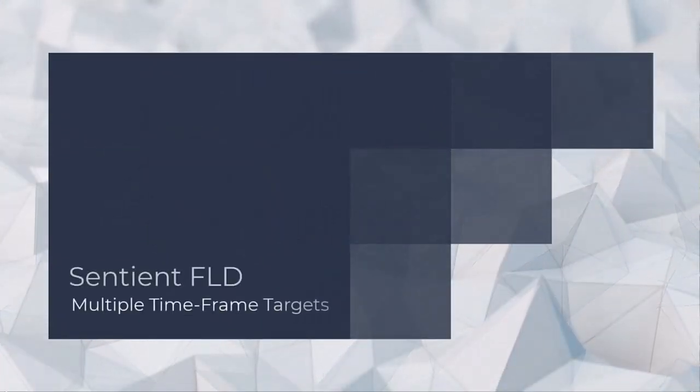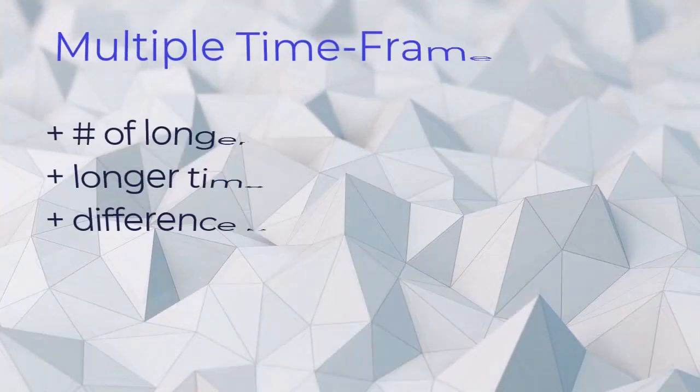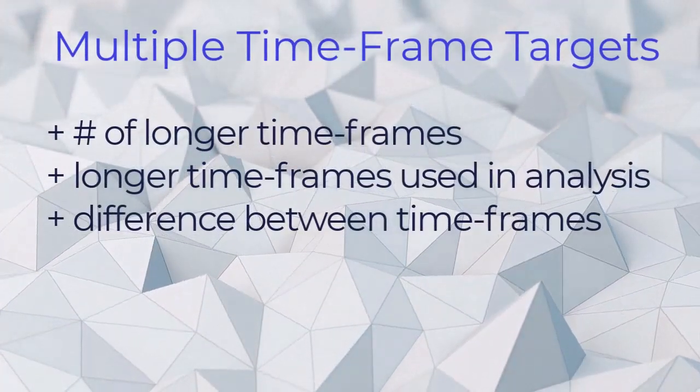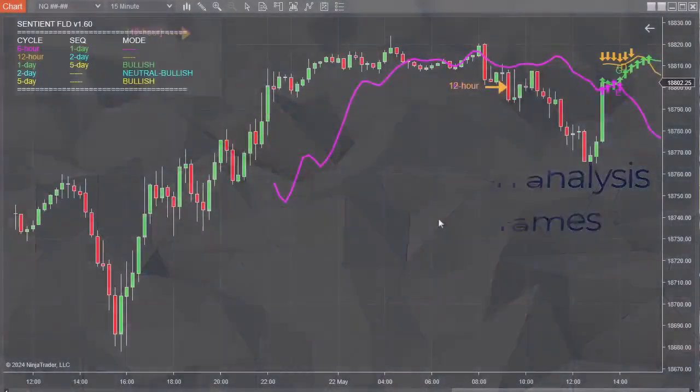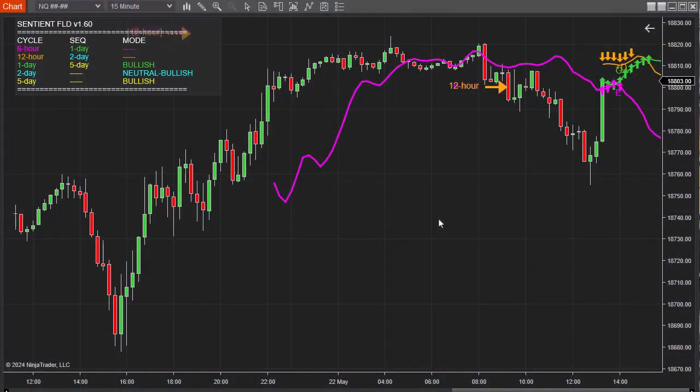In our previous video, we discussed the targets that are generated for the 3 FLDs that are displayed on each and every chart that the sentient FLD is applied to, and I introduced the idea that the targets from different time frame charts might differ ever so slightly from the position of the targets that we're seeing on our charts because of the different resolution of the data. And so there is a very useful thing we can do with the sentient FLD indicator.